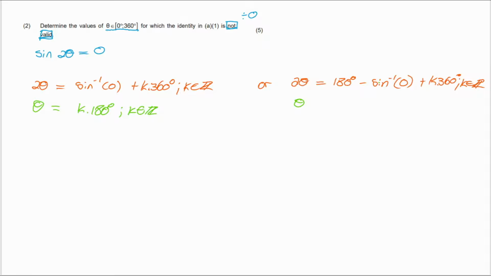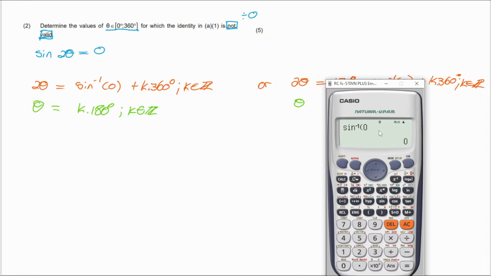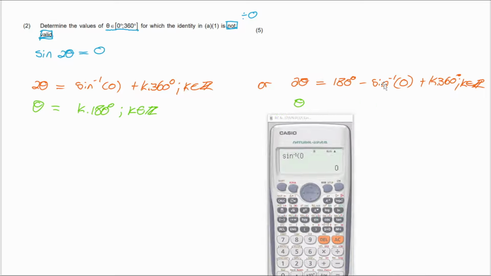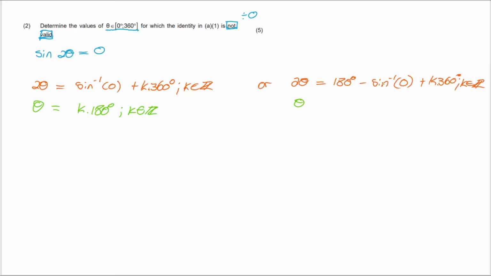Then over here we're going to get theta is equal to, remember sine negative 1 of 0 is 0, so this is 180 minus 0, which is just 180, but we divide by 2, so that is 90 degrees plus k times 180, k is an element of integers. So we have this. Now let's see for our specific solutions when it's not valid.